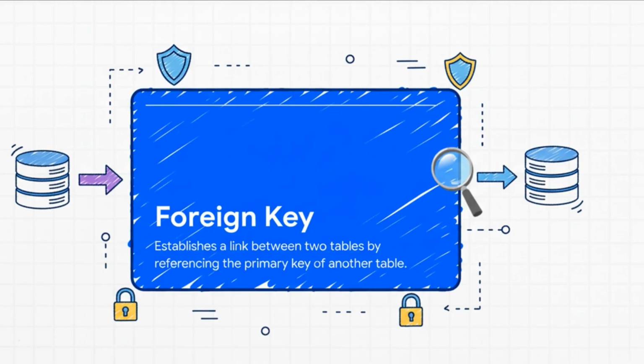And now for the part where the real magic happens, the foreign key. This is the bridge that connects all your data together. It's a column in one table that points directly to the primary key in a different table. This is how you link a customer to all their orders. It's how you connect a blog post to all of its comments. It's what turns separate lists of data into a real relational database.